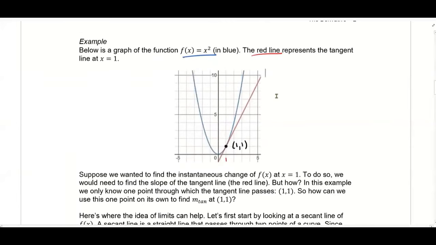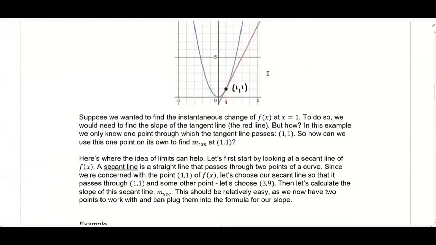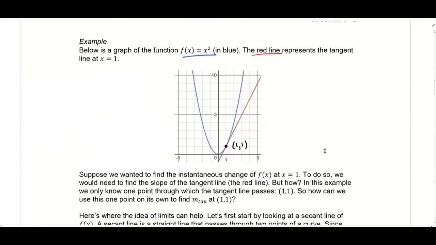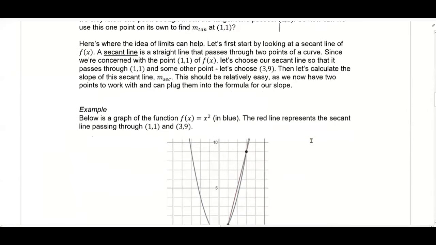As we talked about above, to find our slope, we actually need 2 points. We need our point sub 1 and our point sub 2 in order to plug it into this formula here. But in this example, notice that we only know 1 point through which the tangent line passes. We only know it passes through 1, 1. So how do we use that 1 point to find the slope of the tangent line? Sounds like we need 2 points, so how do we do it with 1? Well, this is where the idea of limits can help, as well as this idea of a secant line.